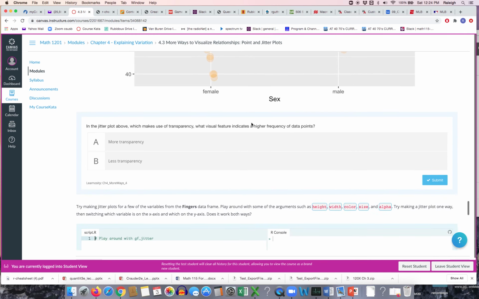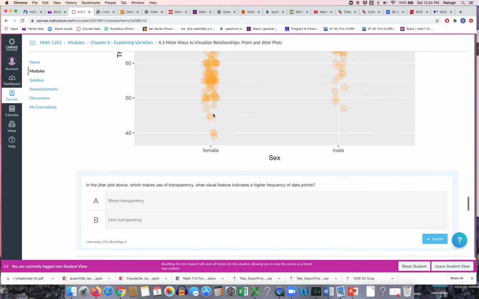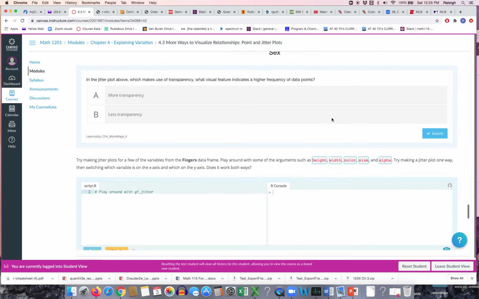And this question here: in the jitter plot above, which makes use of transparency, what visual feature indicates a higher frequency of data points? Well, if you have less transparency so you can see it, so they kind of did a double negative on that one. Transparent, we want less of that. We want to see the dots. So transparency says you can't see it. And something like this is quite transparent. You can't see that very well.